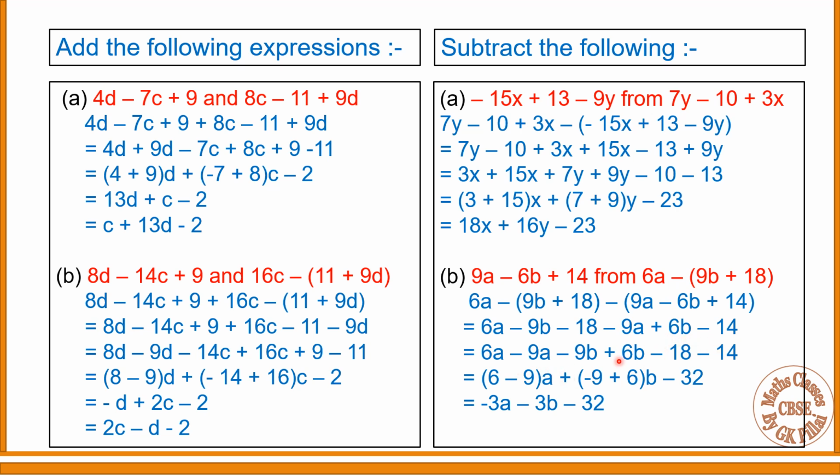Combine the like terms and then take a common here, b common here. So what will happen? It will be 6 minus 9a and minus 9 plus 6b and minus 32. When you simplify this, minus 3a minus 3b and minus 32.